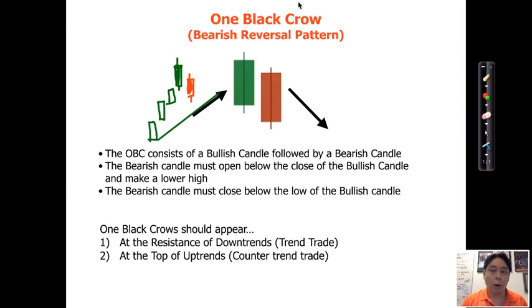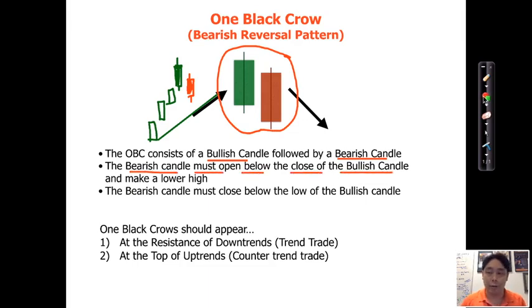Okay, so the one black crow, again, is made up of two candles. A bullish candle at the top of an uptrend, followed by a bearish candle. Now, for it to qualify as a one black crow, it must meet, again, certain criteria. So bullish candle followed by bearish candle. First, the bearish candle must open below the close of the bullish candle. That's the first criteria.